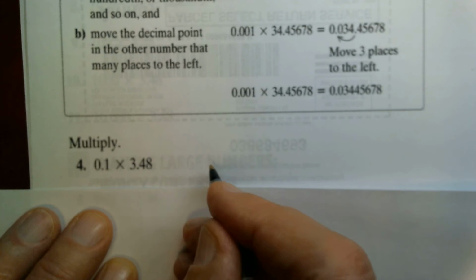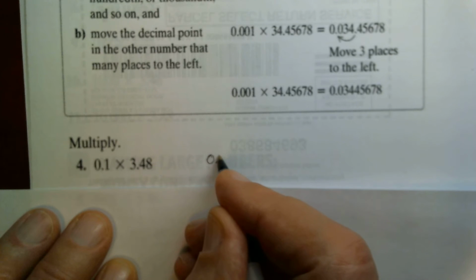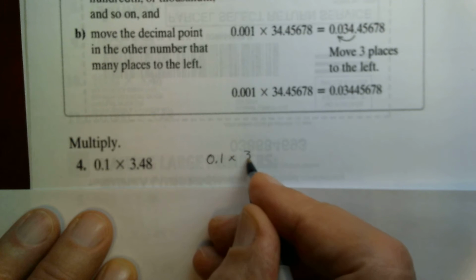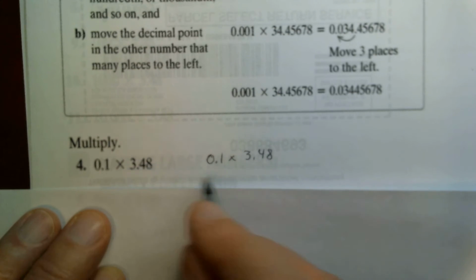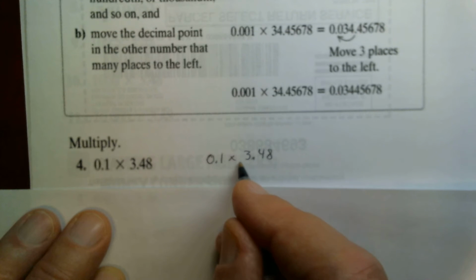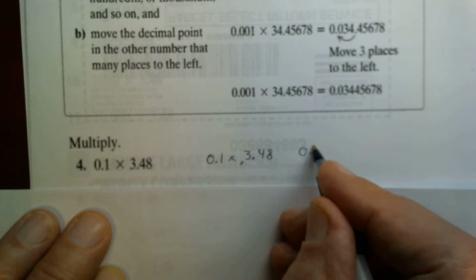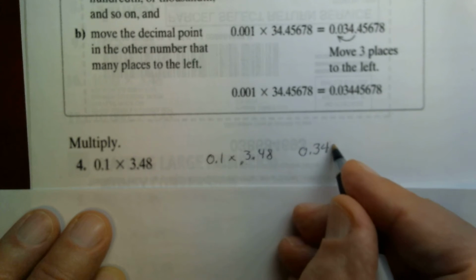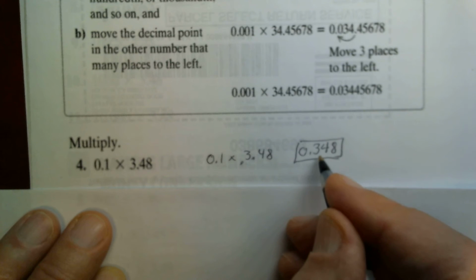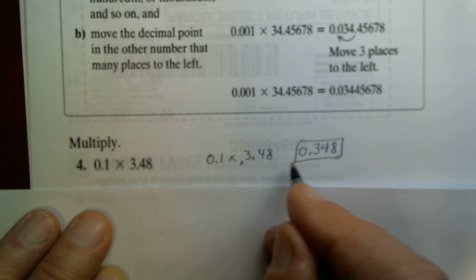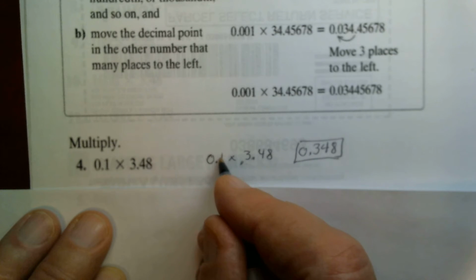In exercise 4, we multiply 0.1 times 3.48. So we have 1 decimal. We move the decimal point 1 to the left. So the answer is 0.348. We moved the decimal point from this position to this position because we're multiplying by 0.1. It's 1 decimal.